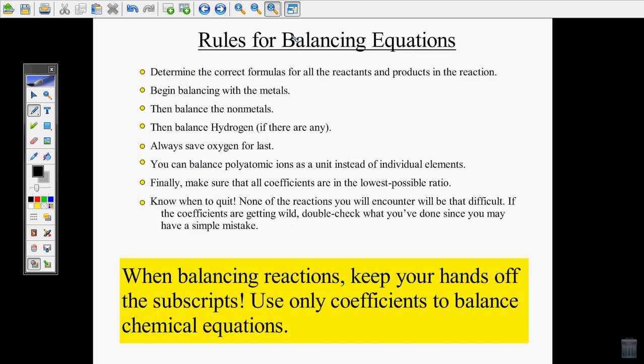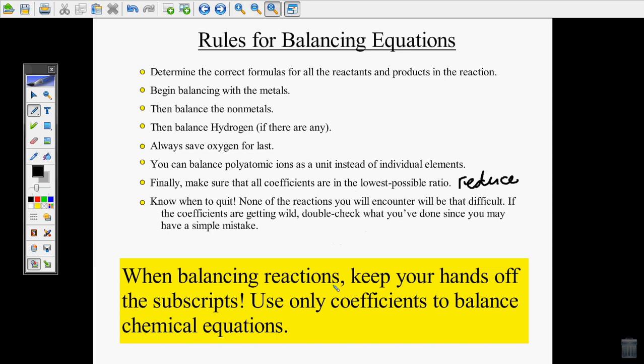Here are the rules for balancing equations. So what you want to do is write all your formulas down, because you're going to have word equations, so you have to know how to write compounds. Then you're going to balance your metals first, then your nonmetals, then hydrogen, and save oxygen for last. If you have polyatomic ions, you can balance them as a unit if you like. It will make your life easier. Then make sure all your coefficients are in the lowest possible ratio, so you have to reduce. And also know when to quit. If you start getting wild numbers, double check what you've done.